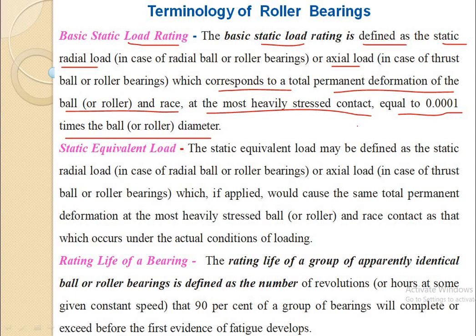If due to the application of radial load or axial load there is a permanent deformation of a roller or ball at the most heavily stressed point, how much permanent deformation should there be? If that permanent deformation is 0.0001 of its roller or ball diameter, that load is known as the basic static load.